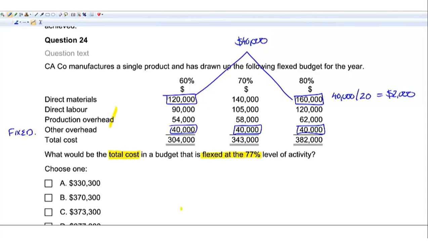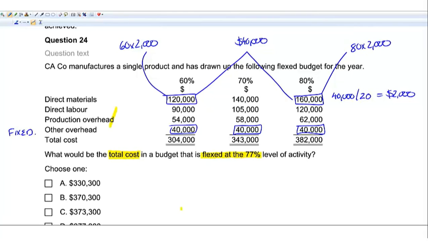And we can check that that is a purely variable cost. If we look at the 60% activity level, so if we went 60 times 2,000, it would equal the 120,000. And likewise, if we went 80 times 2,000, it would equal the 160,000. So direct materials are a variable cost.